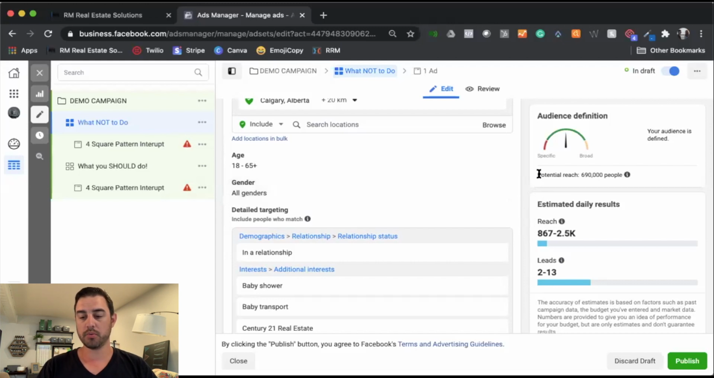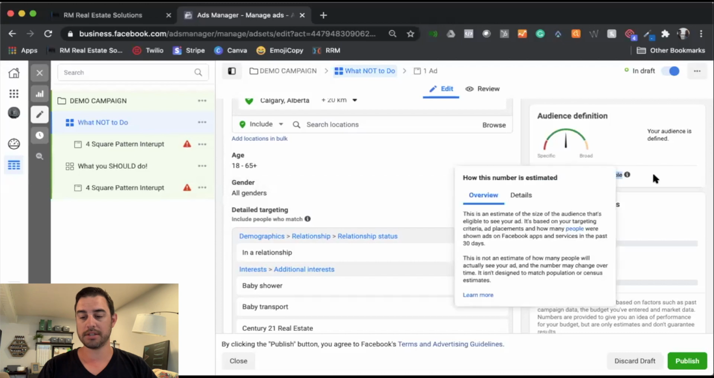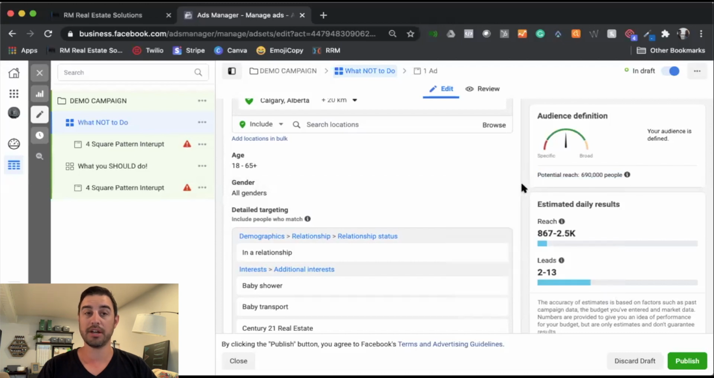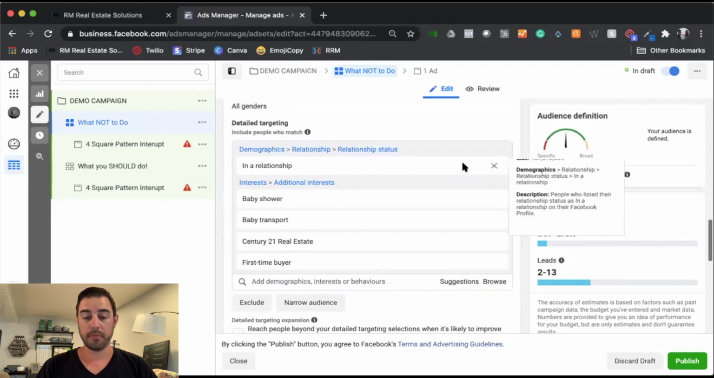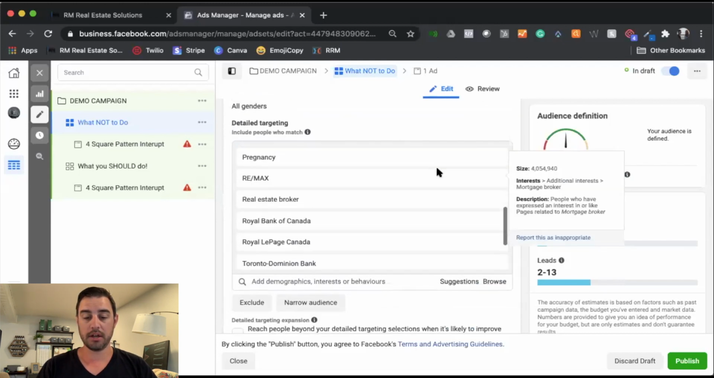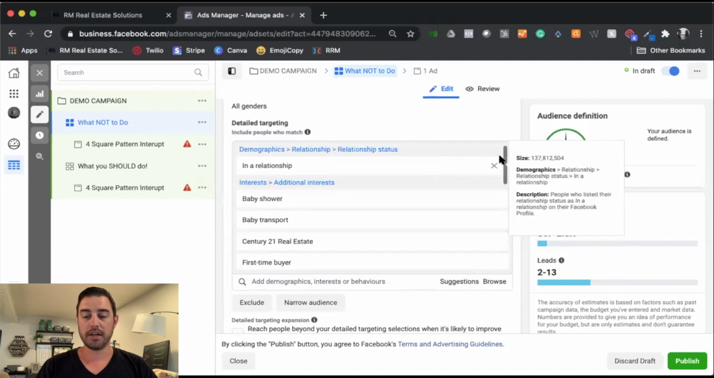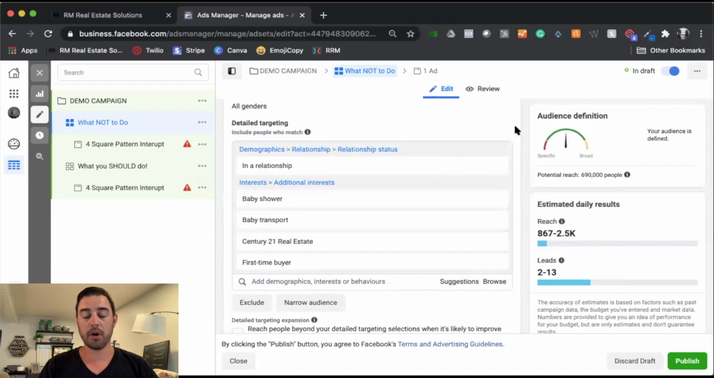Notice the potential reach on this one is 690,000 people. Calgary has a population of 1.3 million. So we're nearly half of that right now with the targeting. The targeting, and this is what a lot of people do when they first start out, they put everything in here. So what I've done is I've kind of set up a rough targeting for potentially growing families, right?